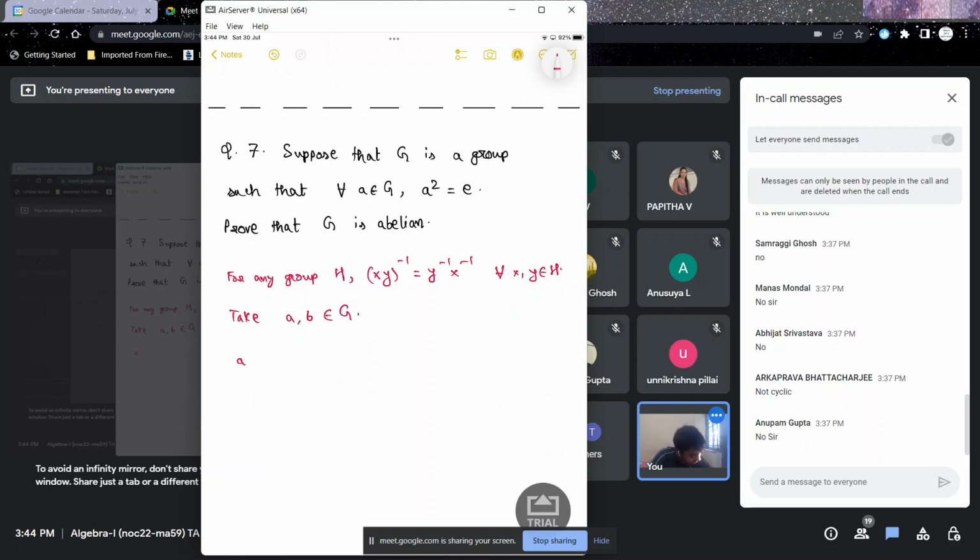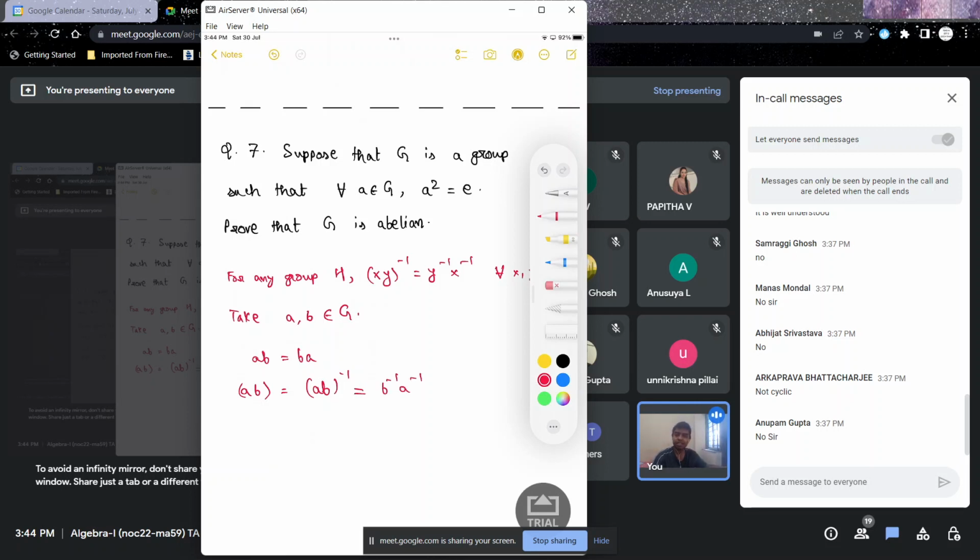So you know that (AB) square is E. You just need to show that AB is equal to BA, right? Now AB is equal to (AB) inverse. Why is this so? Since every element square is identity, that means that every element is precisely equal to its inverse. Every element is self-invertible. So AB is equal to (AB) inverse, which is equal to B inverse A inverse, and again since every element is self-invertible, this is just BA, right? And then you are done.